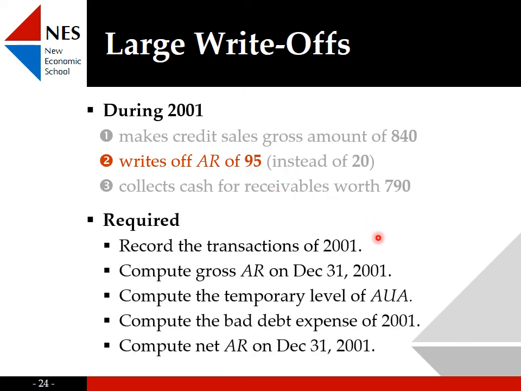We are again asked to do a similar computation as in the base case. First to record the transactions, then compute the gross receivables, the temporary level of allowance before recognizing the bad debt expense, compute the bad debt expense, and then compute the net level of receivables that the company will report on the balance sheet. So let us see how these will be done.